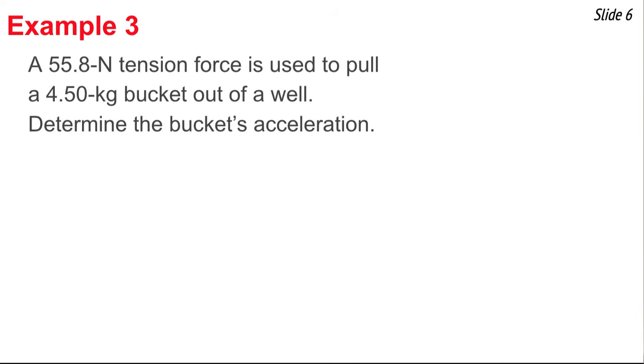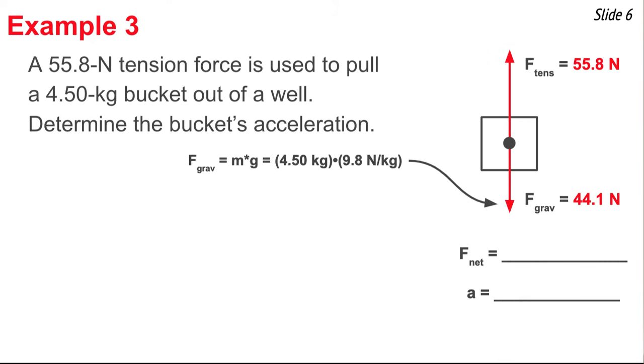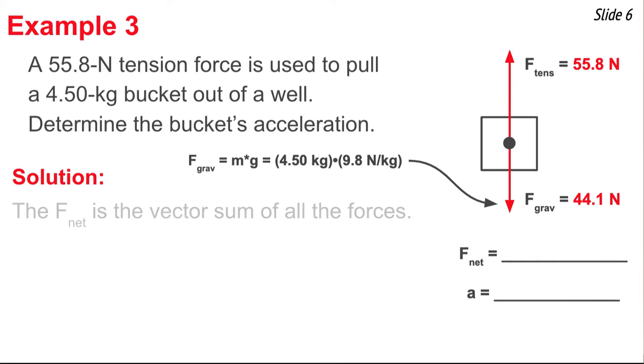In our third example, no diagram is given, so we'll have to provide it. A 55.8 newton tension force is used to pull a 4.50 kilogram bucket out of a well. There's two forces acting upon our object. One of them is a tension force, and the other one is the force of gravity. The tension force's value is given. We'll have to calculate the force of gravity by going mass times 9.8 newtons per kilogram. We get 44.1 newtons.